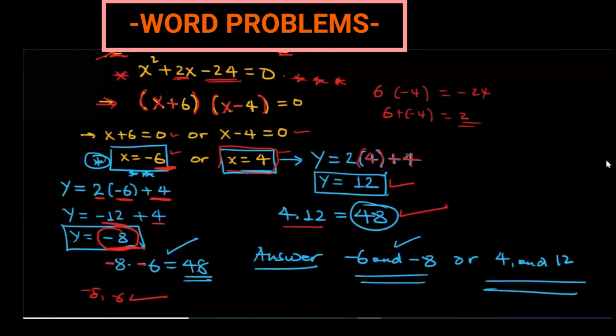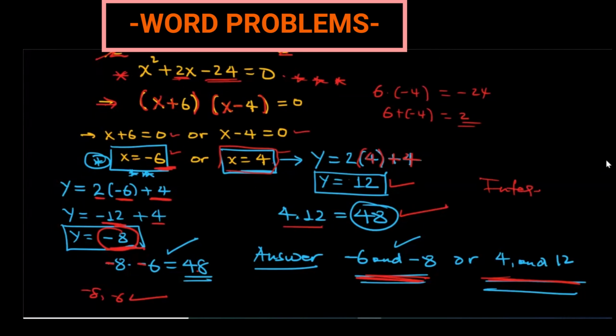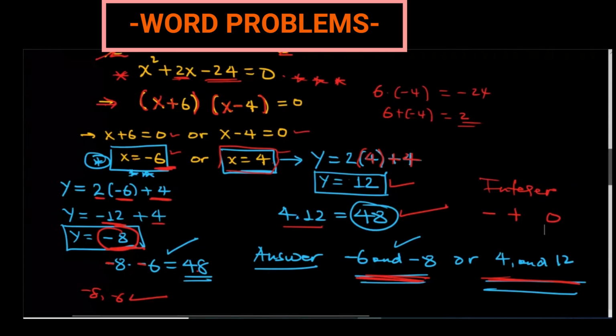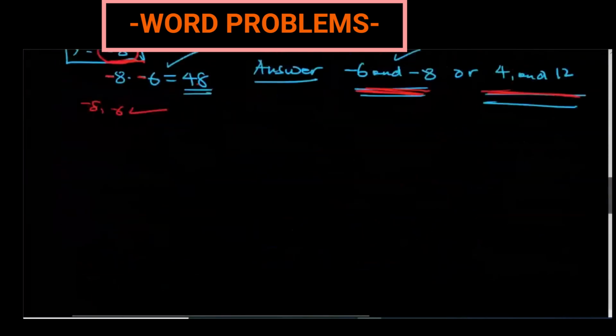So that means all of them can be the answer: the pair negative 6, negative 8, and then the 4, 12 pair. All of them are integers. The question says integer. Remember the integer. Integers are negative numbers, positive numbers, and 0. So these two pairs work. All of them are the answers: negative 6 and negative 8, or 4 and 12. All right, excellent. Now let's go to the next one.